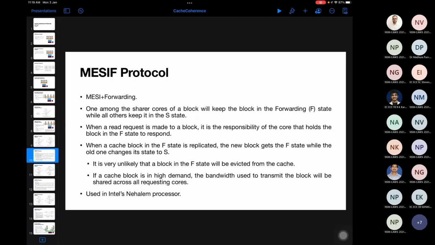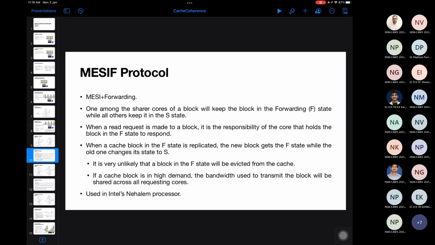If we are evicting an F block from a core, we just leave that as it is. We are not going to select another leader. So next time, if someone else requests the data, because there is no core having that block in F state, the LLC is going to supply the data. If there is a block in F state, then that block is going to be supplied. Otherwise, we just leave it to the next level.